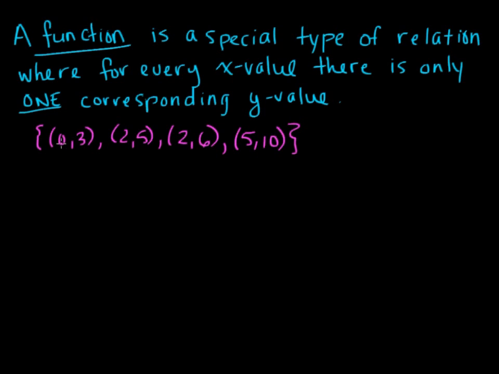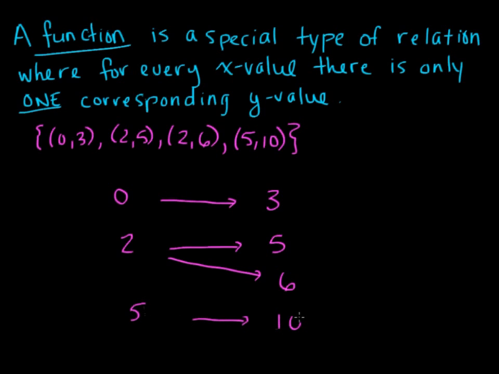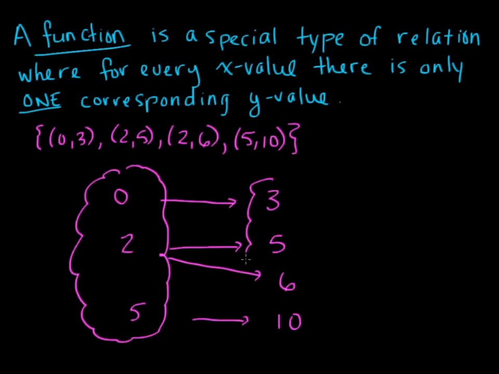Now, what we're going to do to figure out if this is a function or not is we want to see for every x value, is there only one corresponding y value? So we're going to line up the x values on the left and the y values on the right, and we're going to connect the two using an arrow for every ordered pair. For example, one ordered pair is (0, 3), so we're going to connect the 0 on the left to the 3 on the right. Another ordered pair is (2, 5), so again, connect the 2 on the left to the 5 on the right. You don't need to repeat values if they're repeated in the ordered pairs.